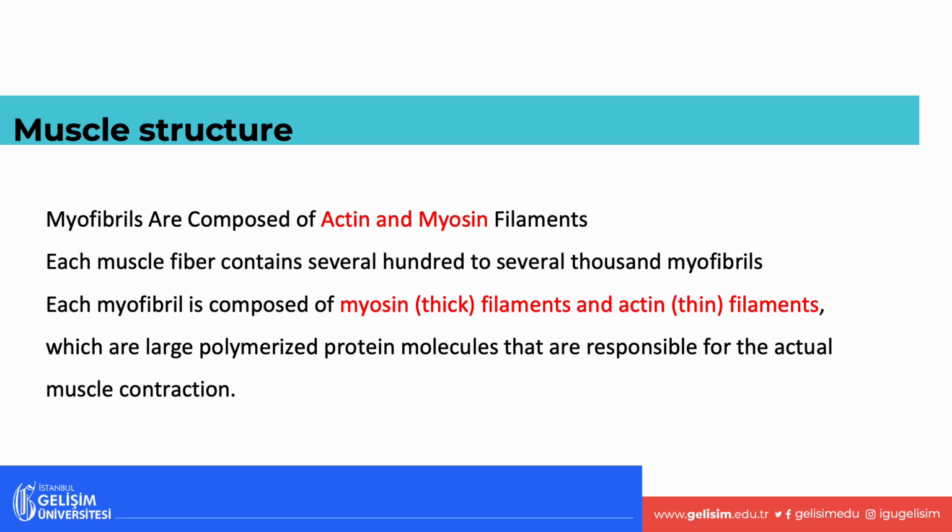Each muscle fiber contains hundreds to thousands of myofibrils. These myofibrils are made up of myosin and actin filaments, as we said. The myosin filaments consist of large polymerized protein molecules that interact with the actin filaments to cause muscle contraction. The actin filaments also consist of large polymerized protein molecules that have a specific structure and are responsible for interacting with the myosin filaments.